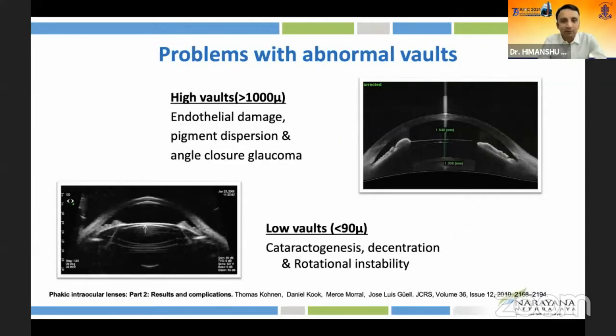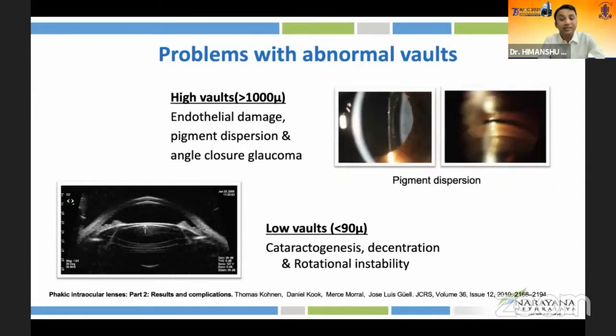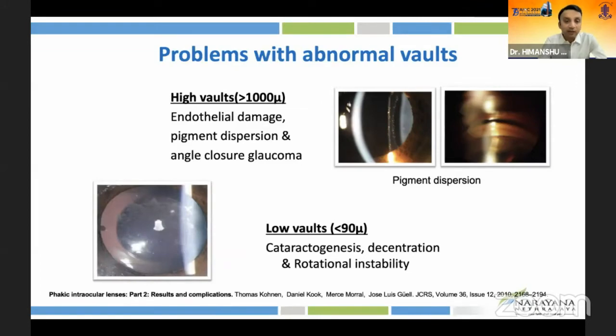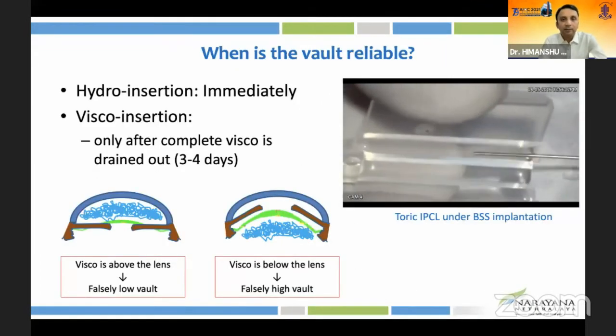But what happens if the vault is not accurate? What if the vault is very high? Well, in that case, there can be angle closure, there can be pigment dispersion, and there can sometimes be rare endothelial damage also, if the periphery is touching the peripheral endothelium. Low vault can lead to cataractogenesis, and there can be rotational instability of the phakic IOL.